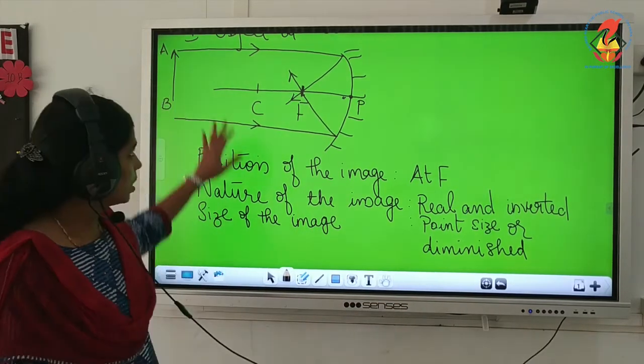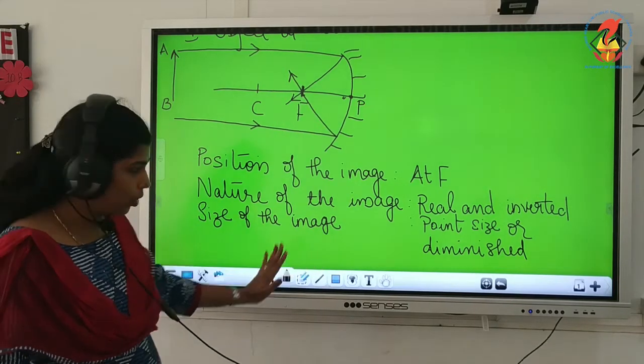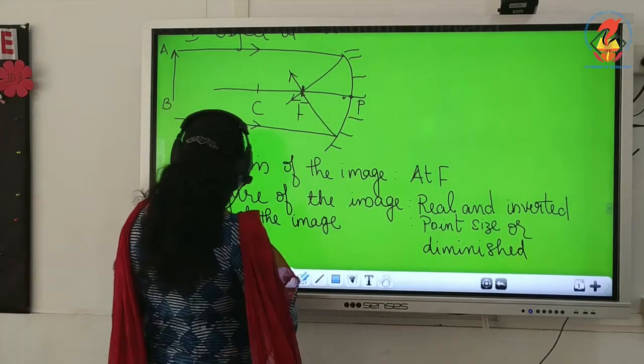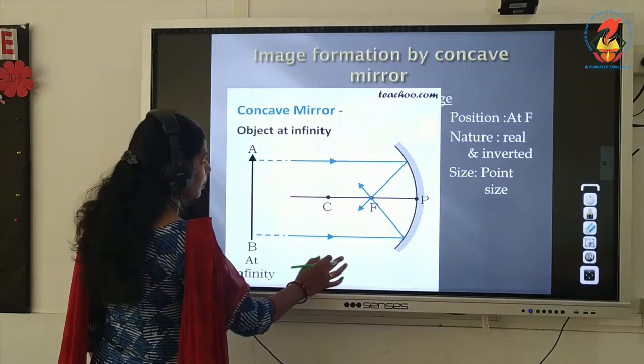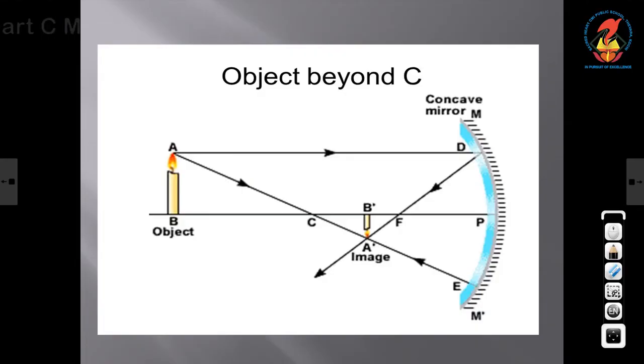So, the first one. Second one is this one: object beyond C. Object beyond center of curvature. The object is located beyond the center of curvature. This one is the center of curvature. So, the object is placed here.